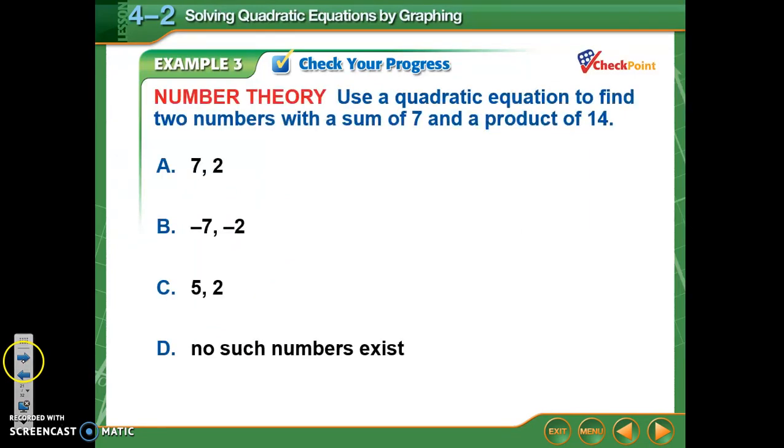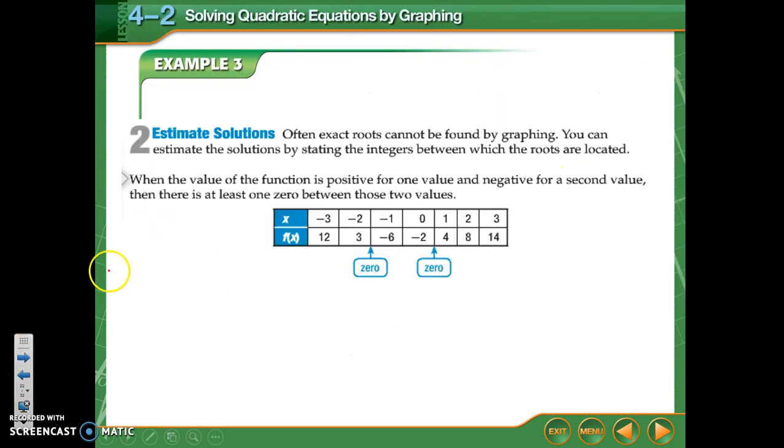So I want you guys to try this one, same idea. Okay, the answer in this one is D. No such numbers exist, but on your notes I should see the work to back that up, including the table and the graph.